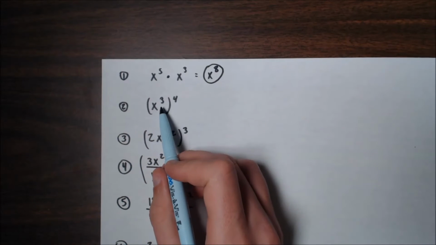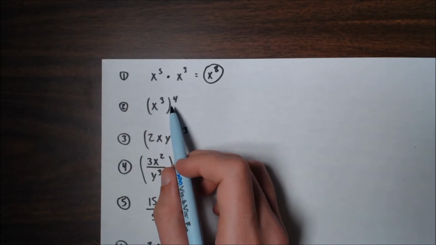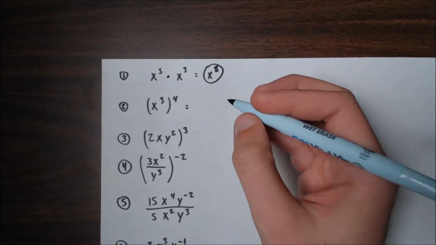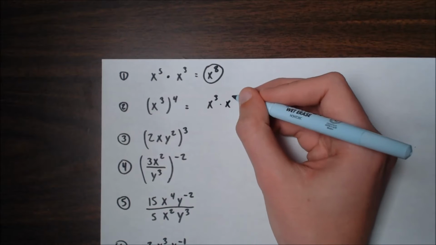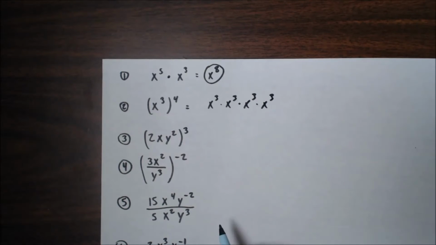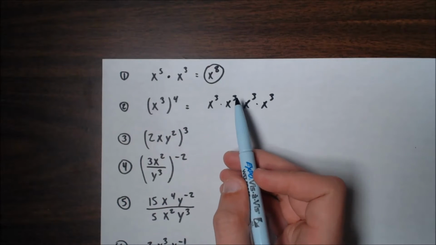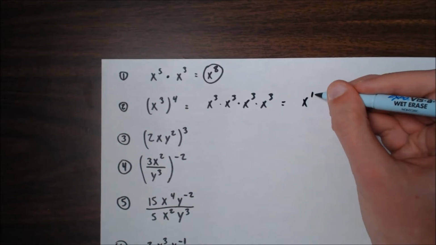Next, you have x to the 3rd to the 4th power. Okay. Now think about this. I want to help you explain why we're doing what we're doing here. X to the 3rd to the 4th power means I've got x to the 3rd times x to the 3rd times x to the 3rd times x to the 3rd, right? And remember, we have like bases, we add them together. So what you really got is 3, 6, 9, 12 x's. So it's x to the 12th.